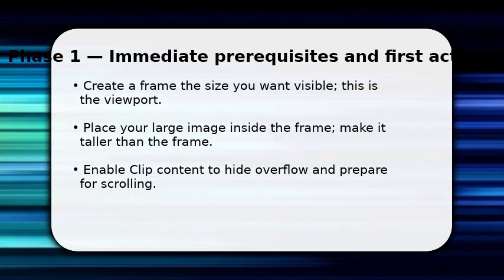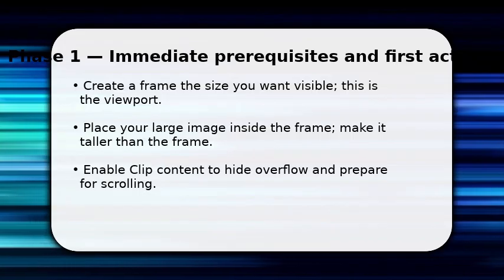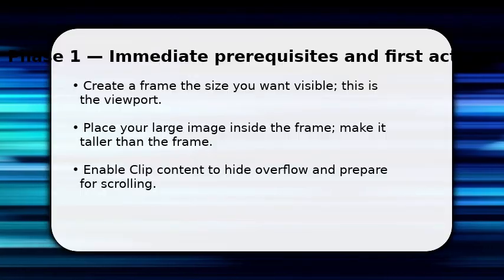Once placed, enable clip content on the frame so excess pixels are hidden. This makes the frame act as a window. Now position the image top where you want the scroll to start. This creates the initial conditions for scrolling behavior.